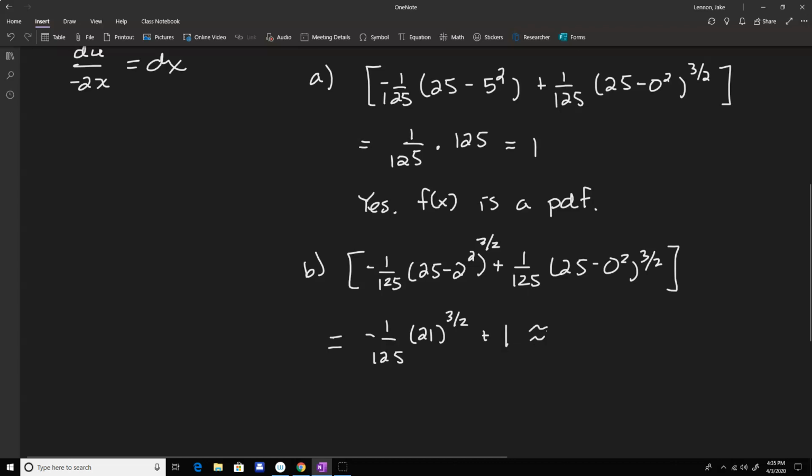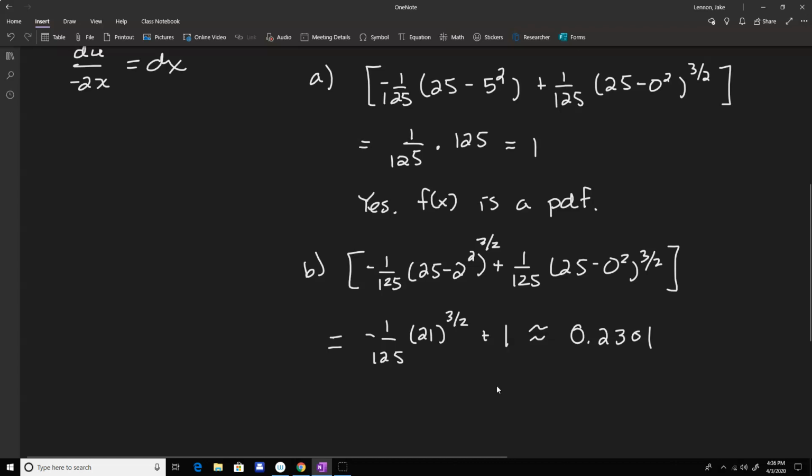So I don't know how many decimal places they ask for, but 21 to the 3 over 2. Sorry, I'm messing this up on my calculator. All right, so there we go. We end up with 0.2301 is what I end up with. So basically that's our probability that x is less than 2.